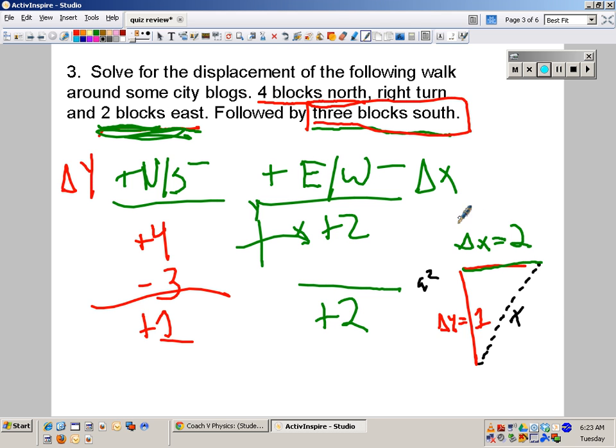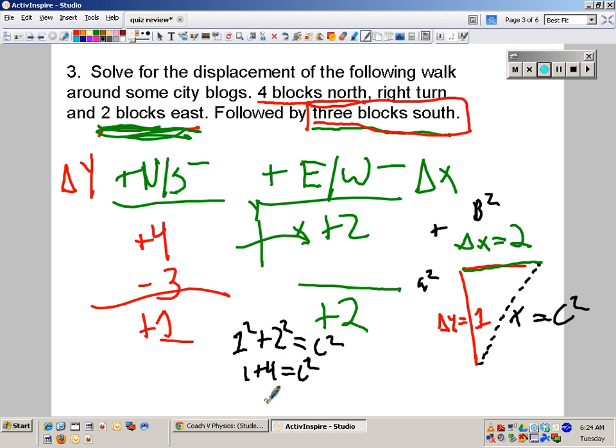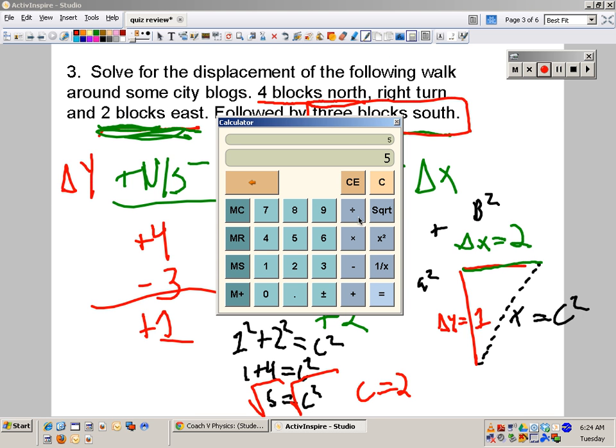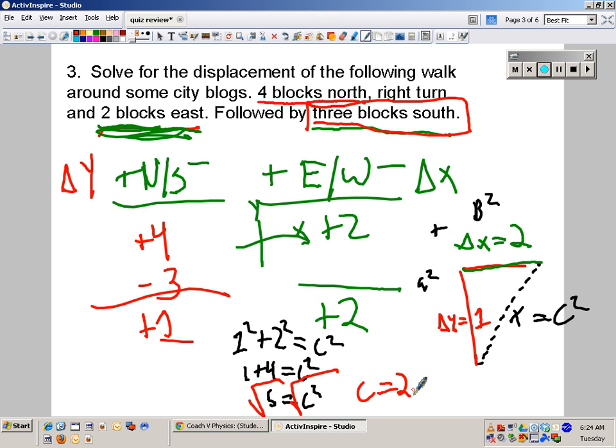A squared plus b squared equals c squared. Or 1 squared plus 2 squared equals c squared. 1 plus 4 equals c squared. 5 equals c squared. And my last step is to just find out what c equals. I need to undo this squared, so you do the opposite function, square root. C equals, I don't know what that is, let's find out. 5 square rooted, 2.236. 2.23 units are blocks.